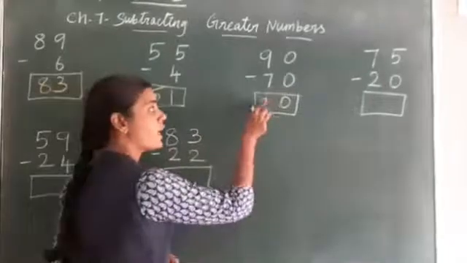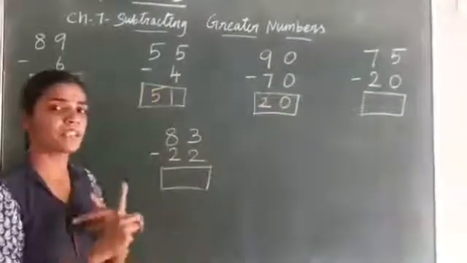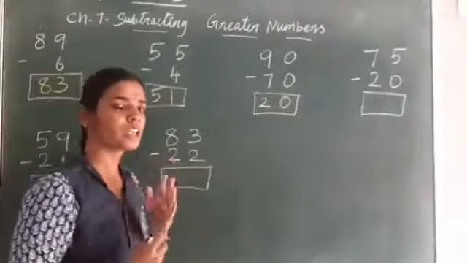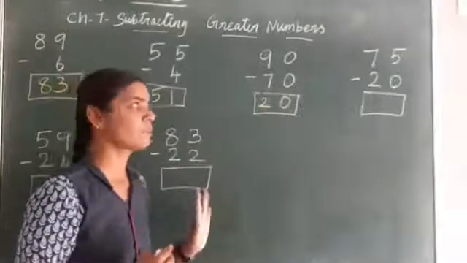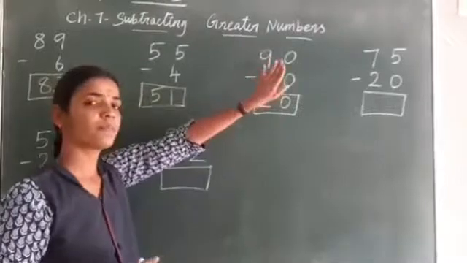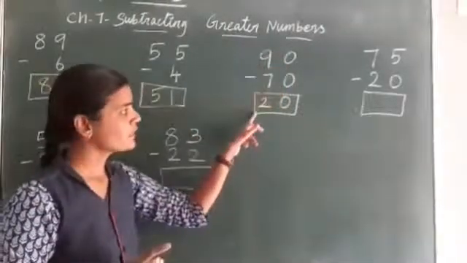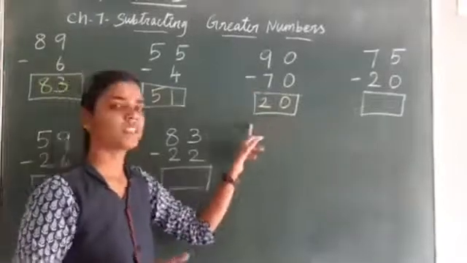So slowly you have to move backward step by step. Don't move fast. If you move fast, you may make a mistake. So count backward, moving slowly one by one. So 9 minus 7 is 2. So 20 is the answer.